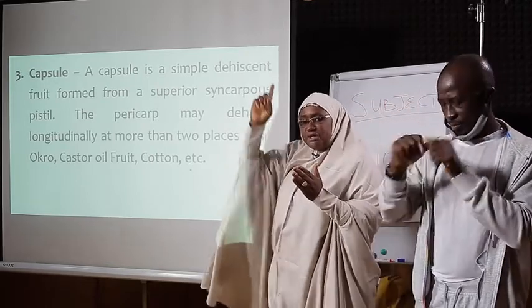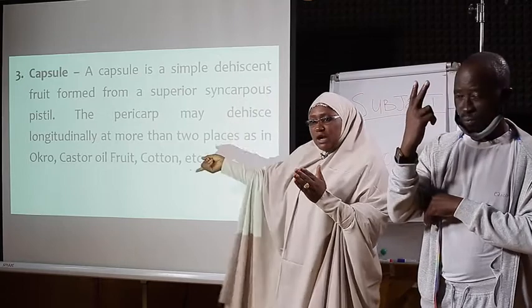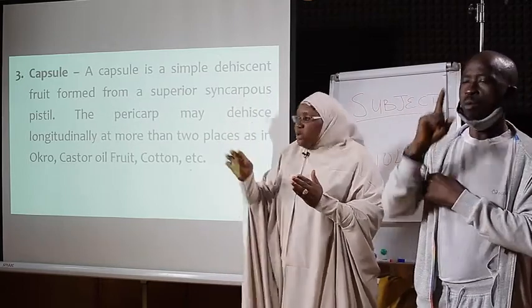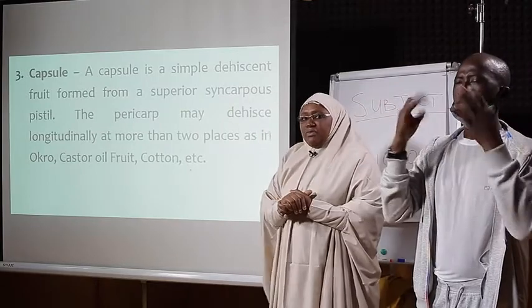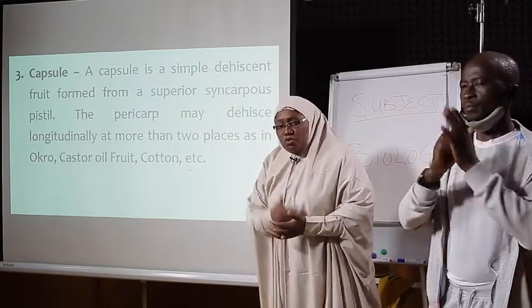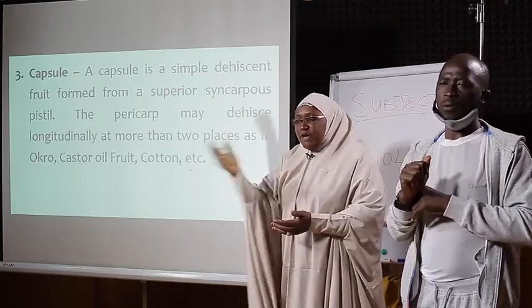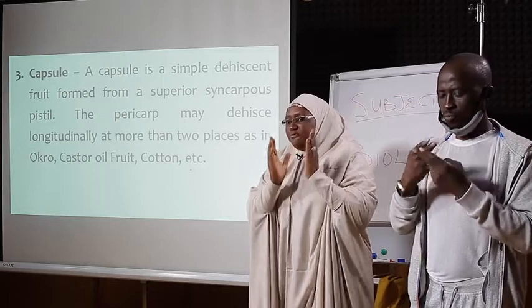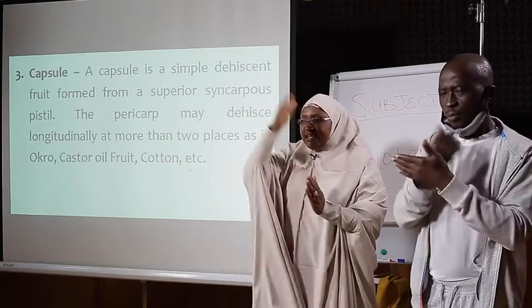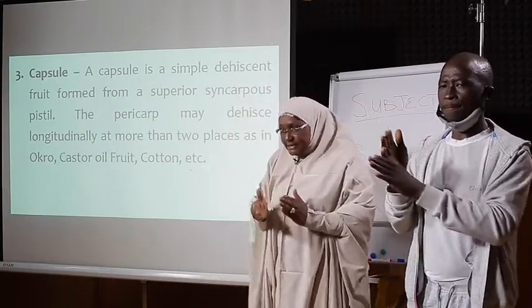So when a fruit has a syncarpous superior ovary and it splits along many sides. Remember, the first one we said two sides. The second one we said is split on one side. But in capsule, it splits along many sides. Example is the okra. All of you know the okra fruit. It is very common. It is our food. So when okra is fresh, you see it has so many lines. Those are what we call the slits.